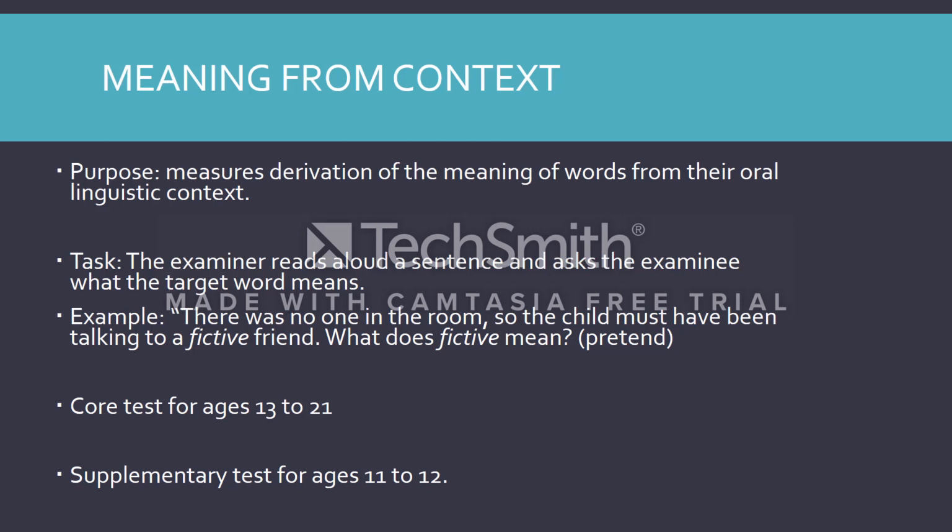Meaning from context: the purpose is that it measures derivation of the meaning of words from their oral linguistic context. The task is that the examiner reads aloud a sentence and asks the examinee what the target word means. For example, there was no one in the room, so the child must have been talking to a fictive friend. What does fictive mean? And the examinee would say a pretend or imaginary friend. This is a core test for ages 13 to 21 and a supplementary test for ages 11 to 12.